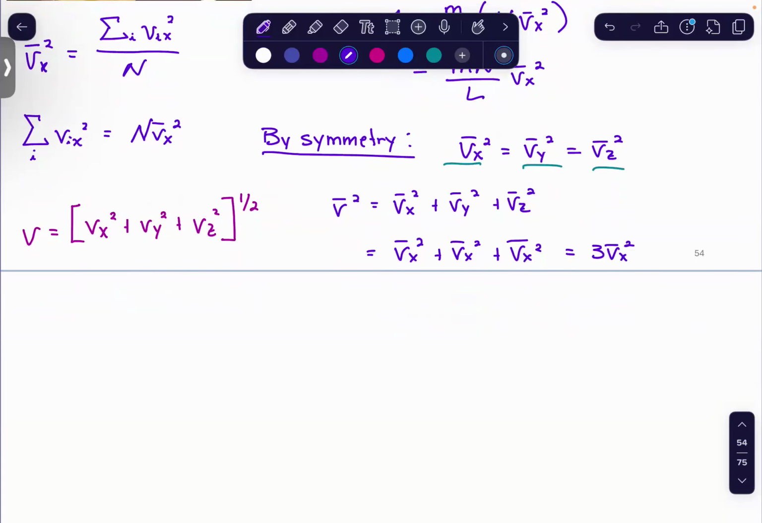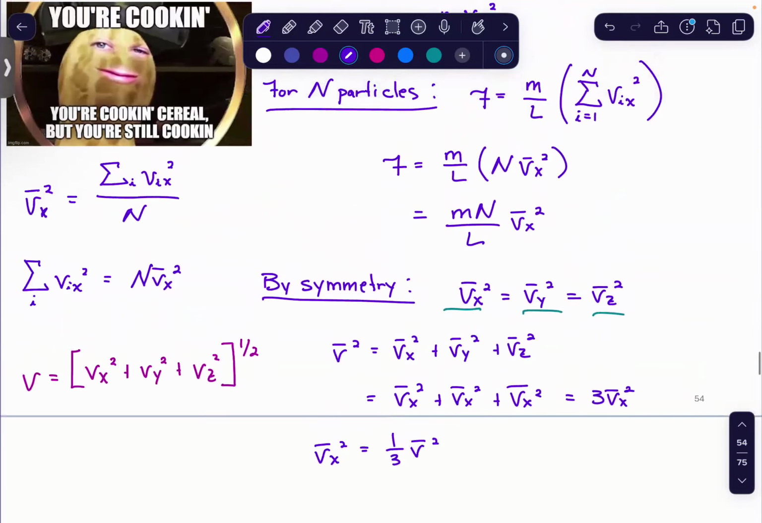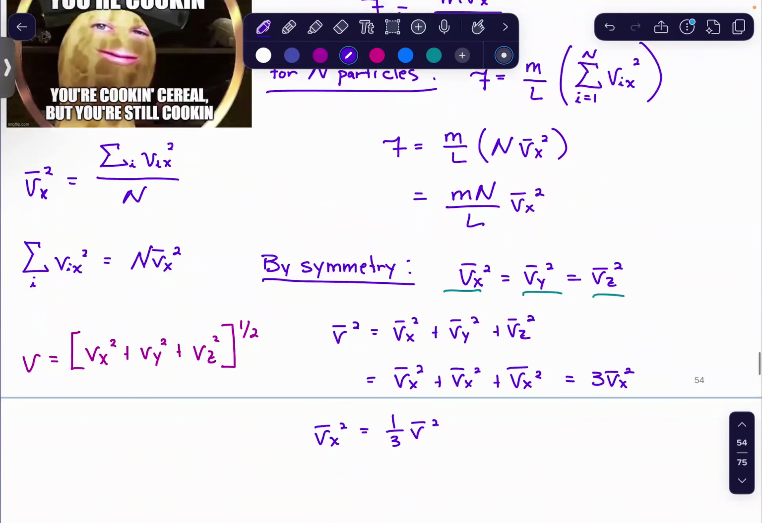So then we're going to want to get Vx squared to be 1/3, dividing by 3, of the velocity squared. Because see, here's the thing. Everything right now is in terms of Vx. We want a generalized solution in terms of just the average velocity of a particle or a gas molecule.